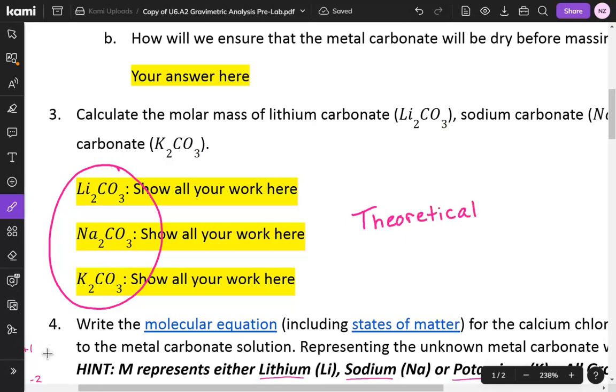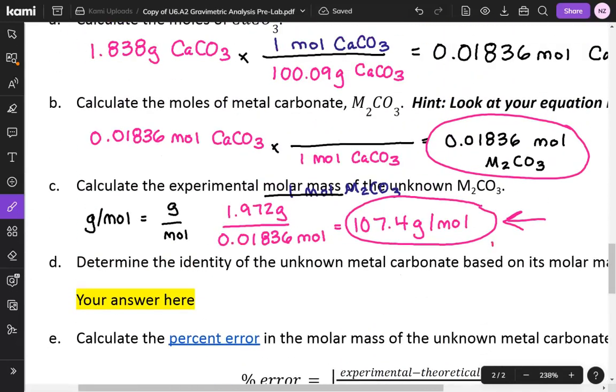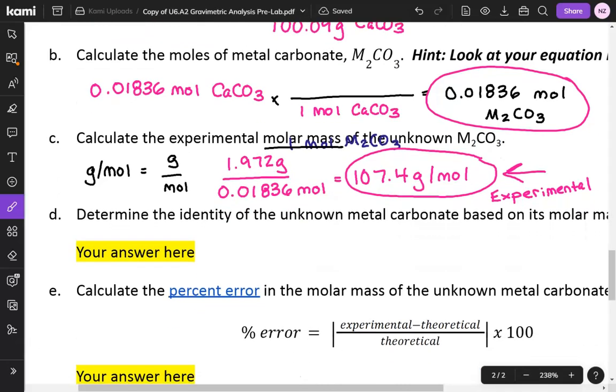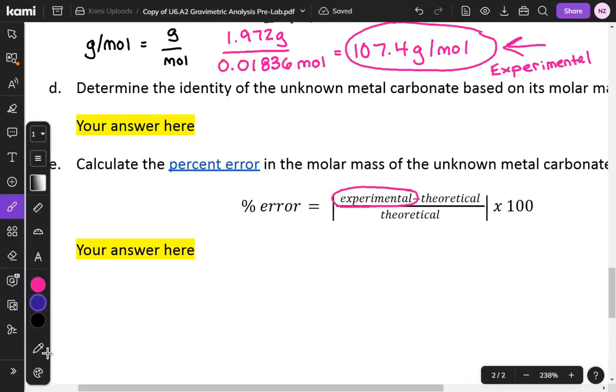So whatever one you decide, let's say it's potassium. So whatever the number is for potassium carbonate, that would be my theoretical. And then down here, this is going to be our experimental value. So D would list out which one was the best match. And then for E, you're going to calculate your percent error. So again, our experimental is the one that we calculate in part C. Our theoretical is what we calculated in number 3.